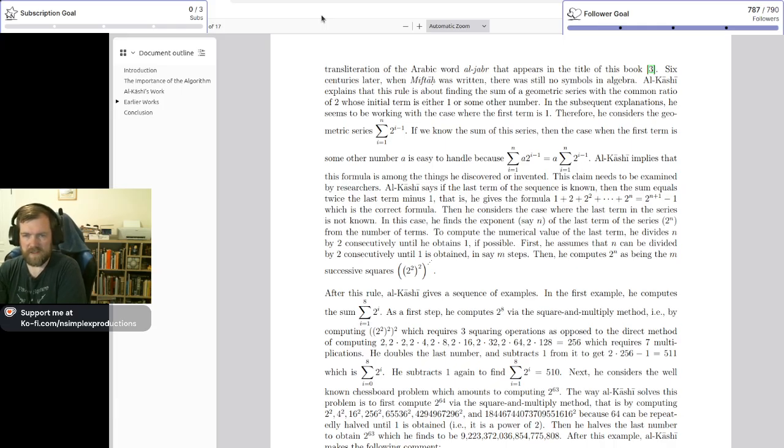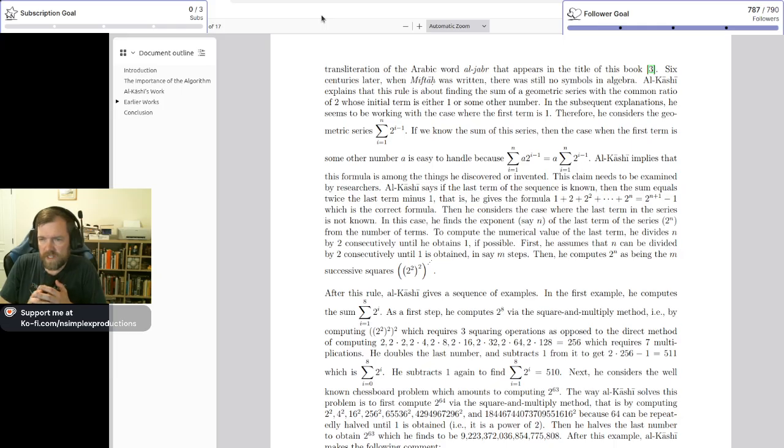Al-Kashi says that if the last term of the sequence is known, then the sum equals twice the last term minus 1. That is, he gives the formula: summation of powers of 2, 1 plus 2 plus 2 squared plus 2 to the third, etc., plus 2 to the n, is equal to 2 to the n plus 1 minus 1, which is the correct formula.